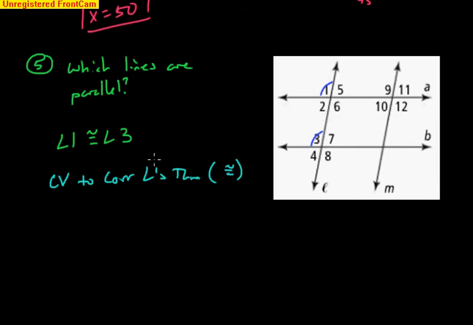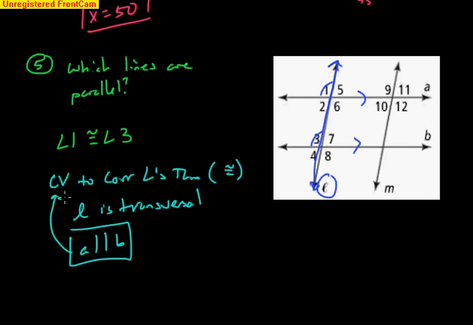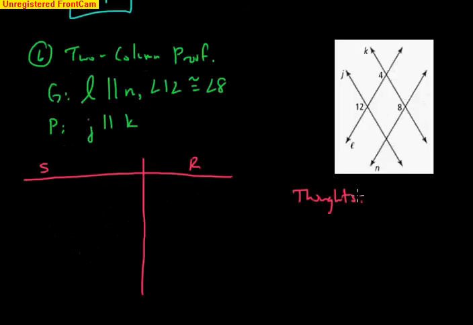Well, I always say, what is your transversal? The transversal is the line that both angles are lying on. And that would be L. L is my transversal. Therefore, L cannot be a parallel line. So L and M are automatically ruled out. What are my parallel lines? My parallel lines are A and B. A is parallel to B, and that is because of the converse to the corresponding angles theorem, given angle 1 congruent to angle 3. Identify those transversals every time.